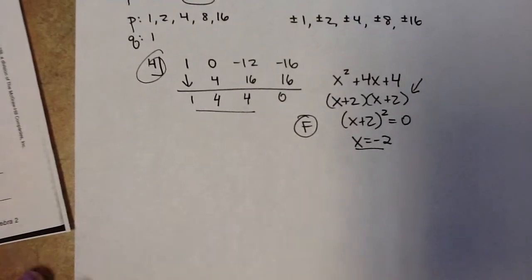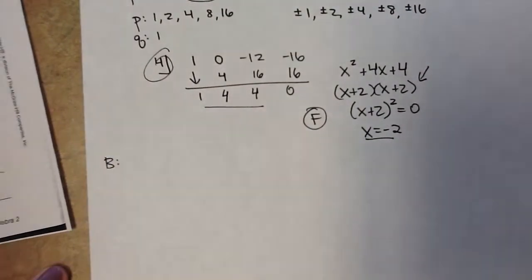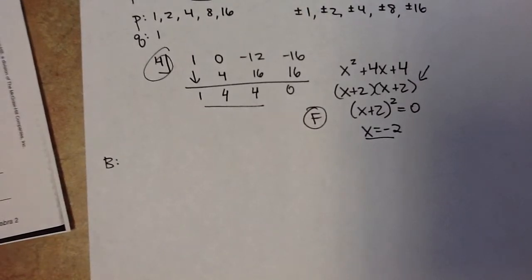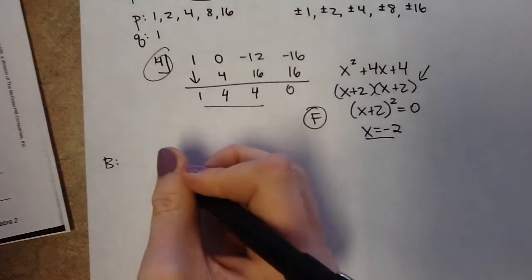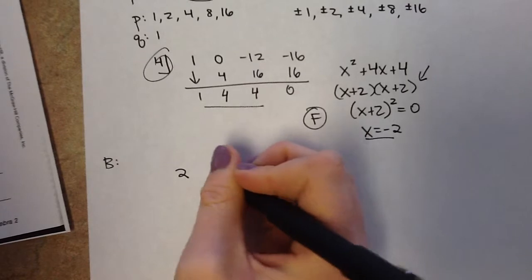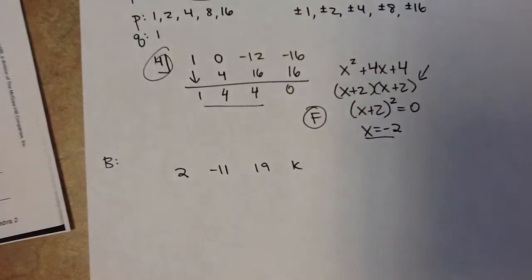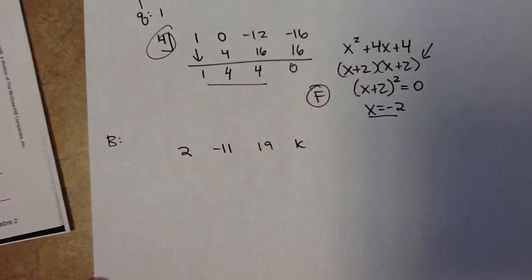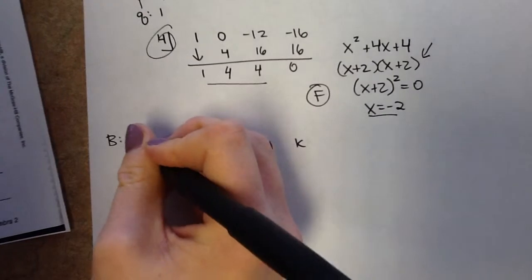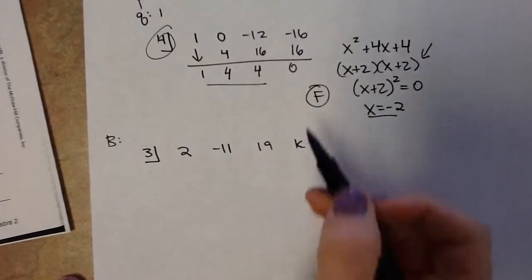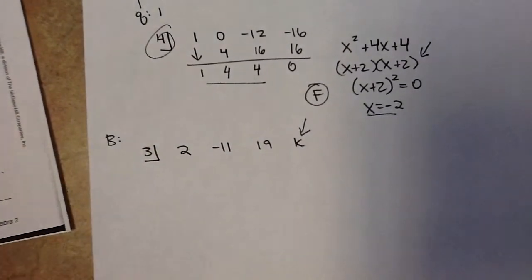Very last problem of the review, this bonus question. Find the value of k so that x minus 3 divides 2x cubed, negative 11x squared, 19x, and then a k. We want to divide by x minus 3. The fact that we're dividing by x minus 3 means we're going to put a positive 3 in the box. We want to get no remainder, so this is the bonus part.